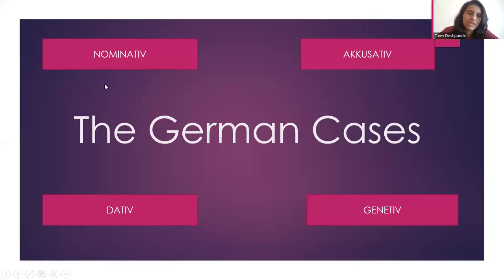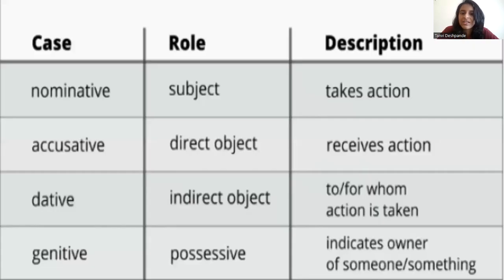So our 4 cases are nominative, accusative, dative, and genitive. Each German case has a specific role to play and fulfills a particular role in the sentence. For example, nominative case has the role of being the subject, and what it does is take the action. So the verb is conjugated on the basis of the nominative case in the sentence. Accusative is the direct object. So whatever the direct object is in your sentence, it takes the accusative case. And what is its role? What is its description? It receives the action.